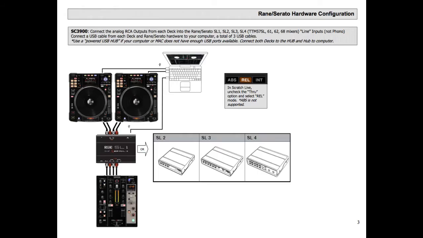Each DN-SC3900 needs to be connected to your computer via USB, and the audio outputs from each unit need to be connected to the input section on the RAIN Serato hardware. The outputs from the Serato hardware will need to be connected to your audio mixer. In Scratch Live, check the Through option and select Relative Mode. Note that ABS is not supported.